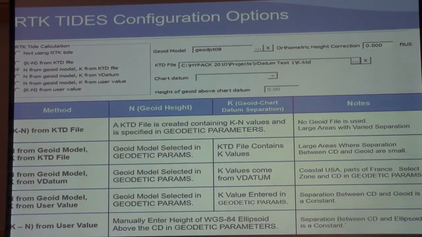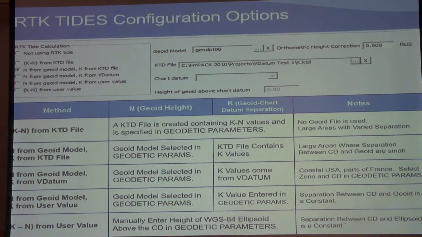So now we get into the actual options in Geodesy and the geodetic parameters. If you're not too concerned about RTK tides, you just go to the option here, not using RTK tide, and it won't do any of the calculations. You can use that if you're using a tide gauge, or manually entering a value, or a lake level or something like that. You can check that box and then just enter a tide value right in the survey program. All right, the K minus N from KTD file. KTD file, again, is just the separation between chart datum and ellipsoid.